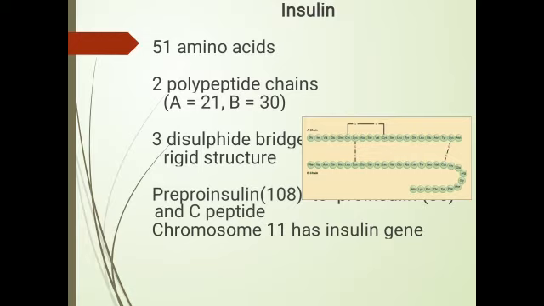The insulin gene is present in the chromosome 11. So insulin has its own credit. It is the first hormone whose gene sequence was first identified and is the first hormone which is artificially synthesized by the recombinant DNA technology.